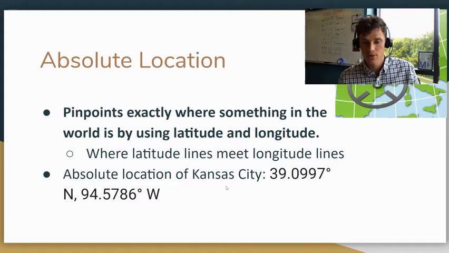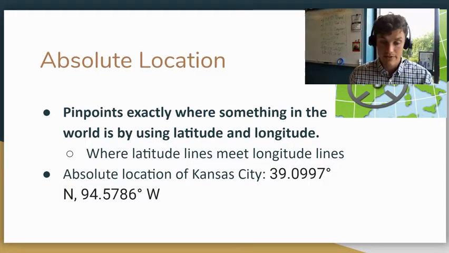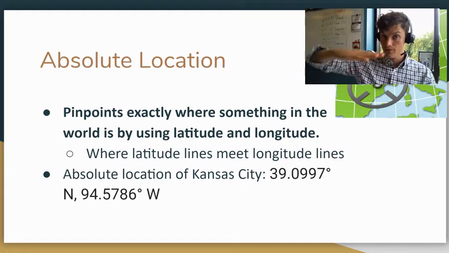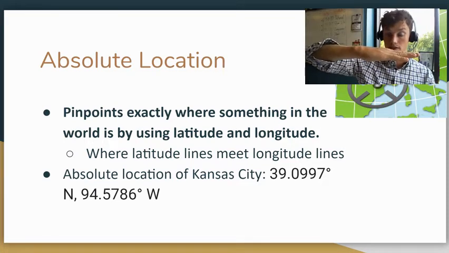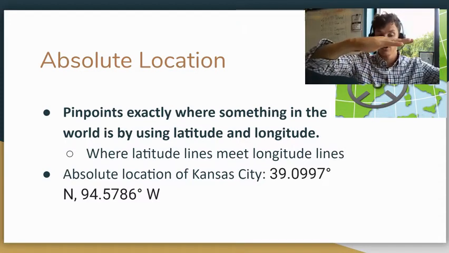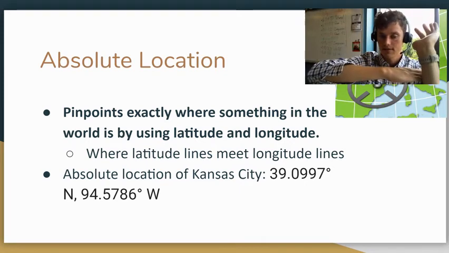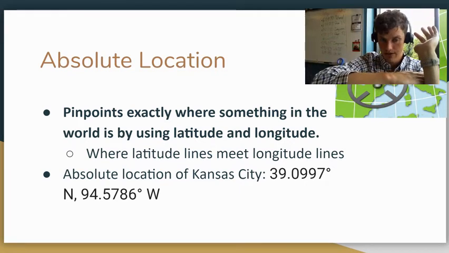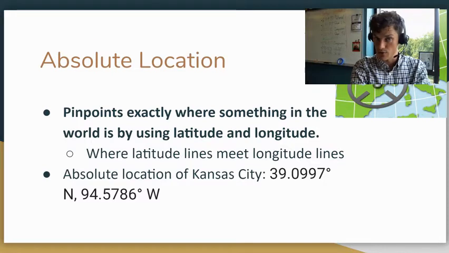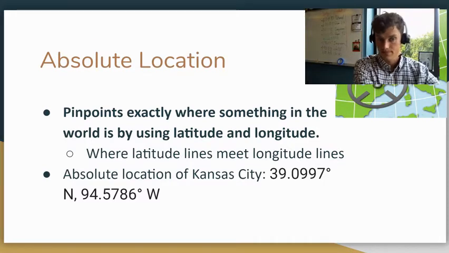So the absolute location of Kansas City would be 39.0997 degrees north. So that'd be the latitude location. And 94.5786 degrees west. That would be the longitude location. Because remember, latitude is measured north-south. Longitude is measured east-west.